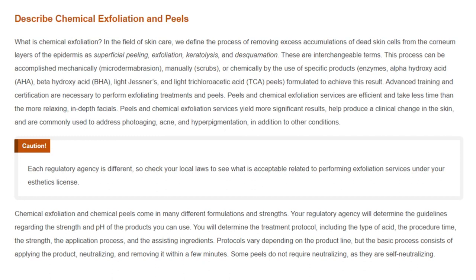Chemical exfoliation and chemical peels come in many different formulations and strengths. Your regulatory agency will determine the guidelines regarding the strength and pH of the products you can use. You will determine the treatment protocol, including the type of acid, the procedure time, the strength, the application process, and the assisting ingredients. Protocols vary depending on the product line, but the basic process consists of applying the product, neutralizing, and removing it within a few minutes. Some peels do not require neutralizing, as they are self-neutralizing.